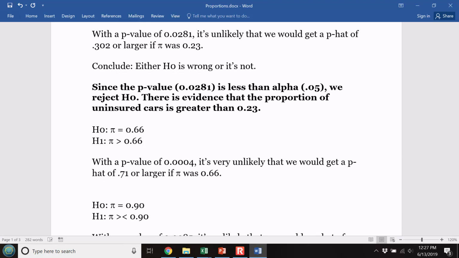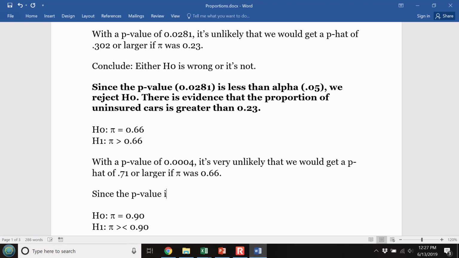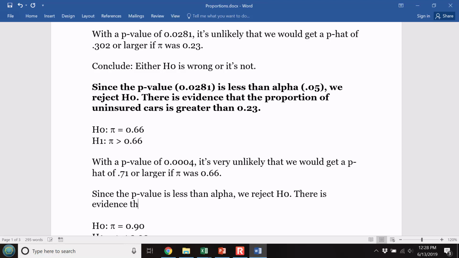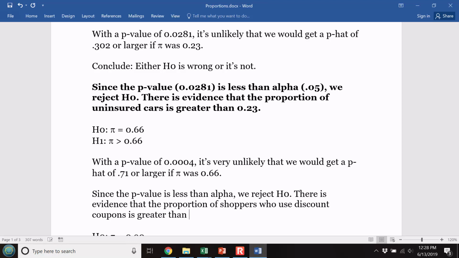In this case, since the p-value is less than alpha, we reject the null hypothesis. Yes, that sounds very repetitious, but it's good practice to get into that. It's evidence that the proportion of shoppers who use discount coupons is greater than 0.66.